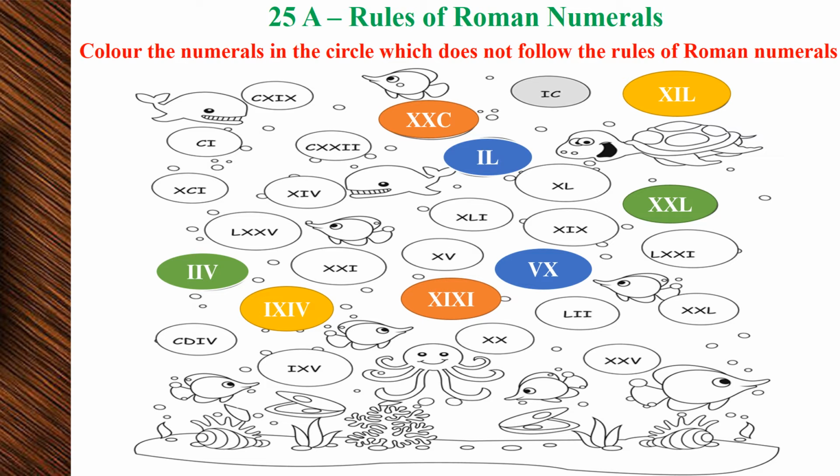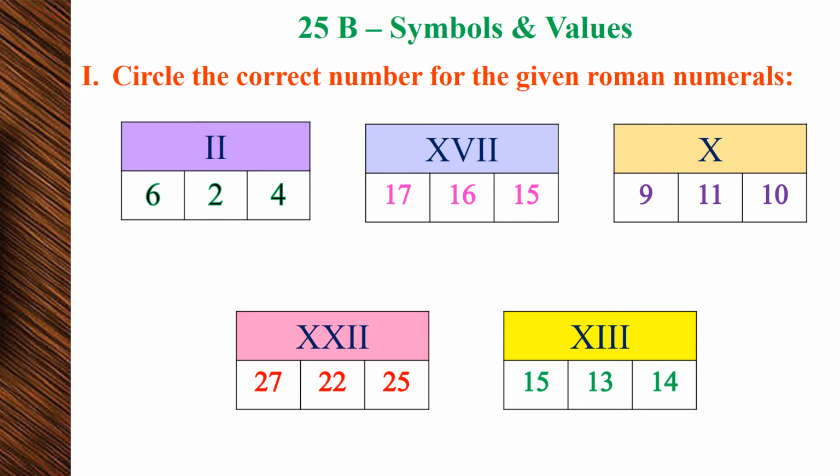XIXI. It should not be written like this. So it is also wrong. And next we have to color IXV. IX is 9 and it should not be followed by V. So it is wrong.